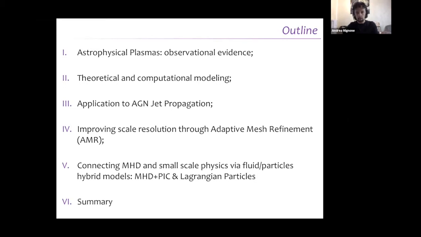In the following parts, I will discuss how the scale connection can be developed both on the numerical side and the theoretical side. So we'll talk about adaptive mesh refinement on one side, and then I will introduce hybrid models that use at the same time particles and fluid, okay? And then the summary at the end.